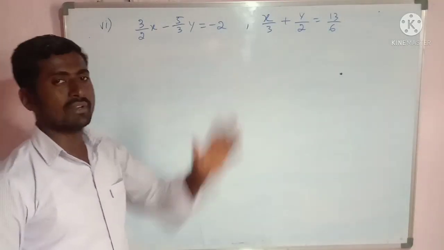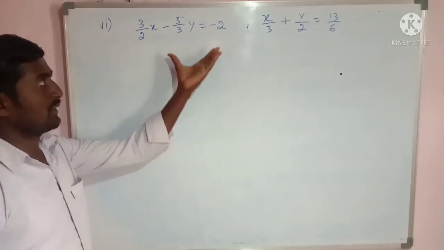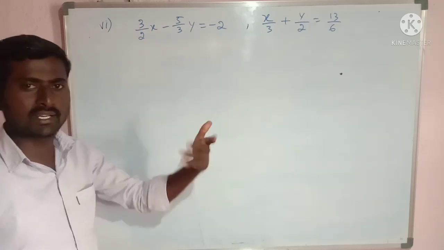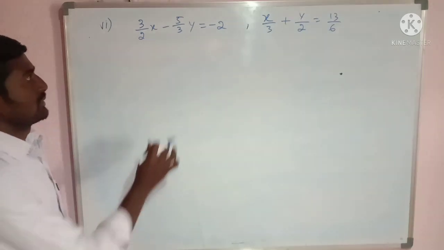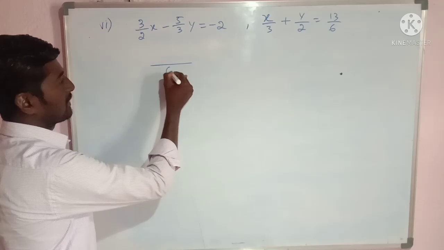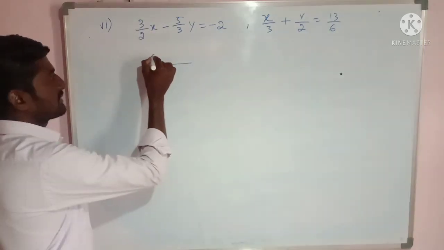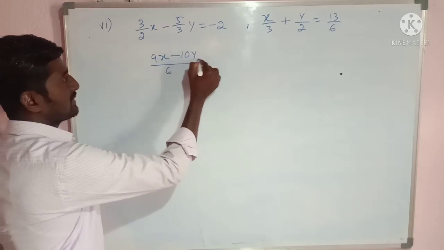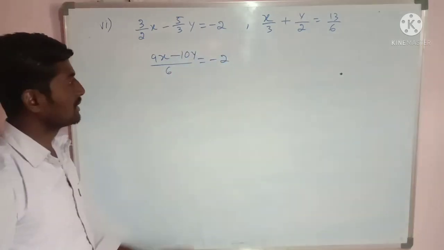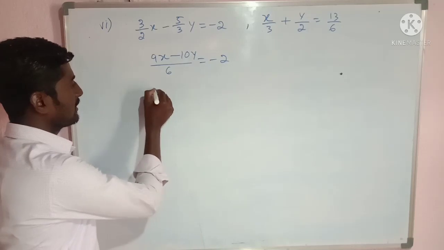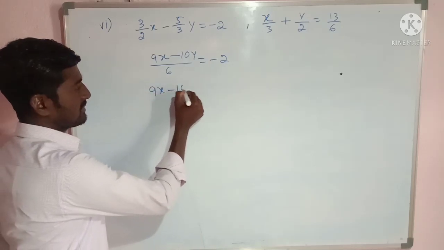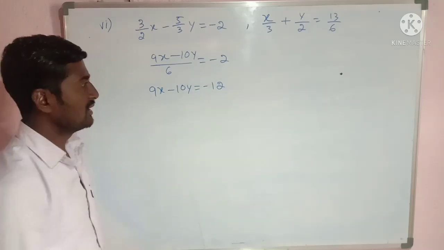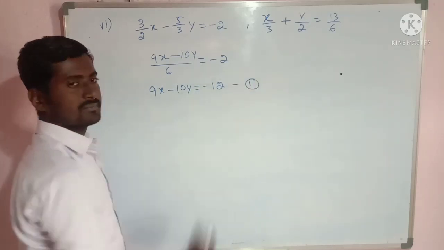So these are the two given equations. First I want to make these equations in standard form. Otherwise you can take them directly, no problem at all. So here the LCM will be 6. This 3 multiplies here. 3 3s are 9x minus 5 2s are 10y is equal to minus 2. Now by cross multiplication, 9x minus 10y is equal to minus 12. 6 2s are 12. So I will call this equation number 1.